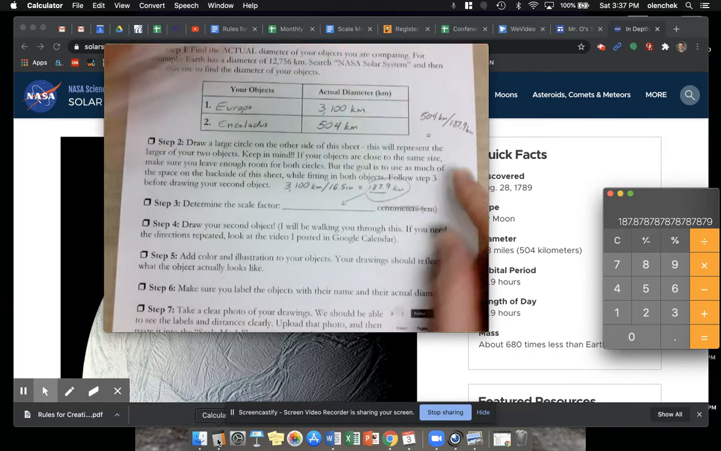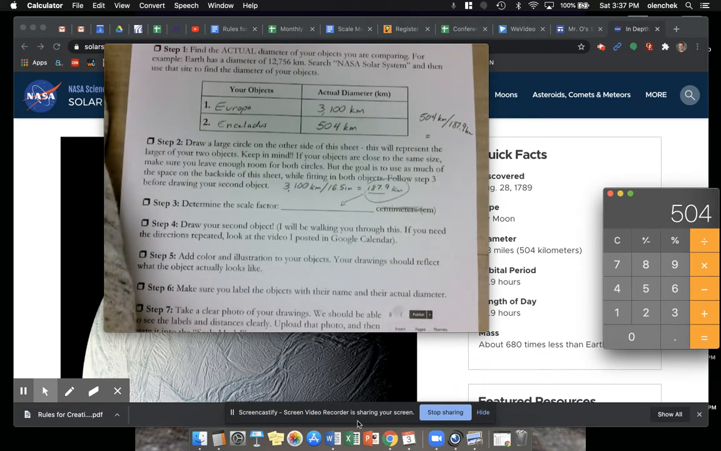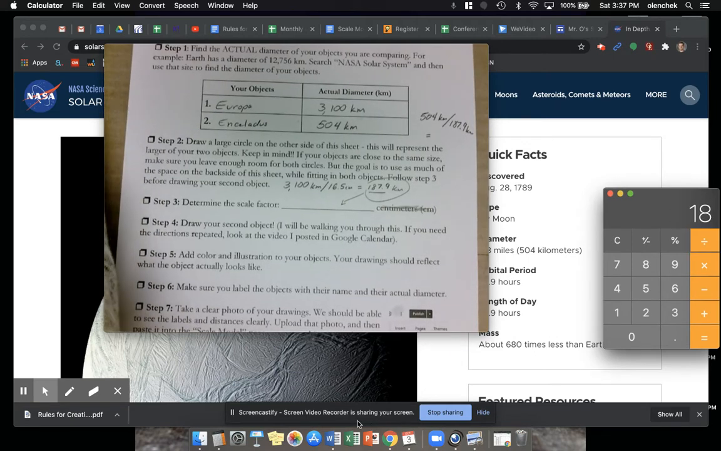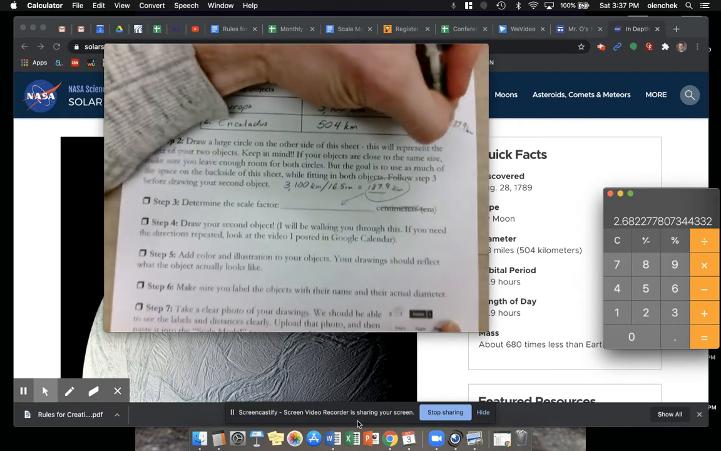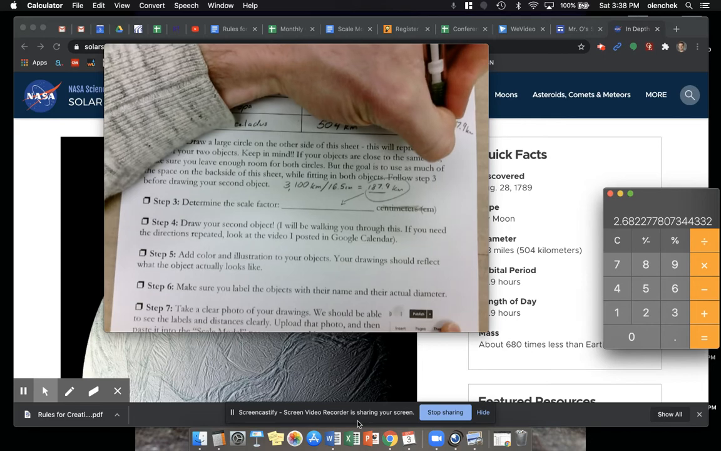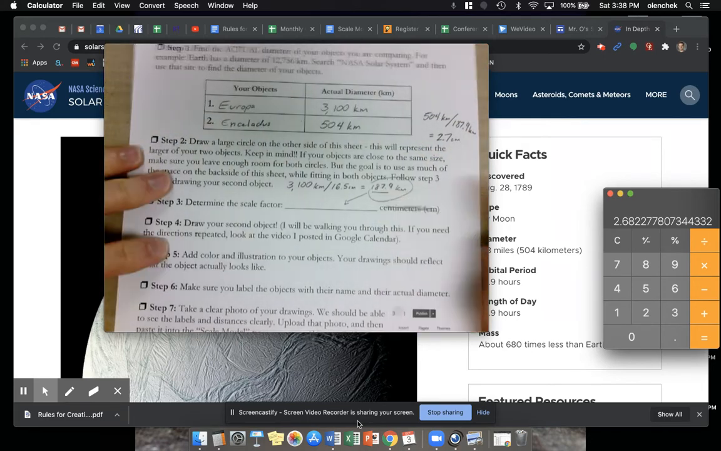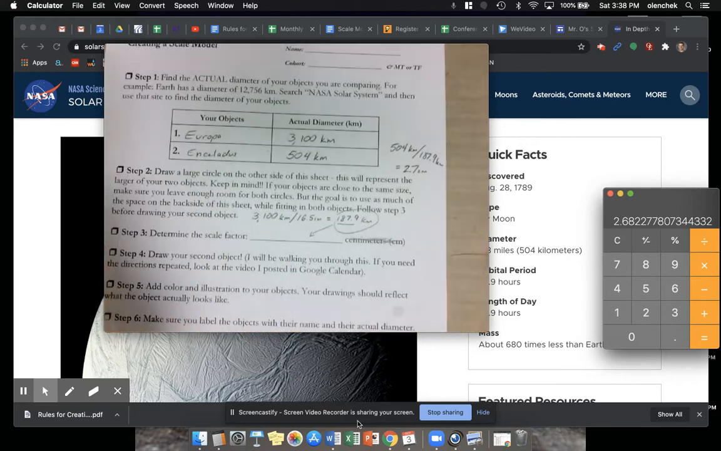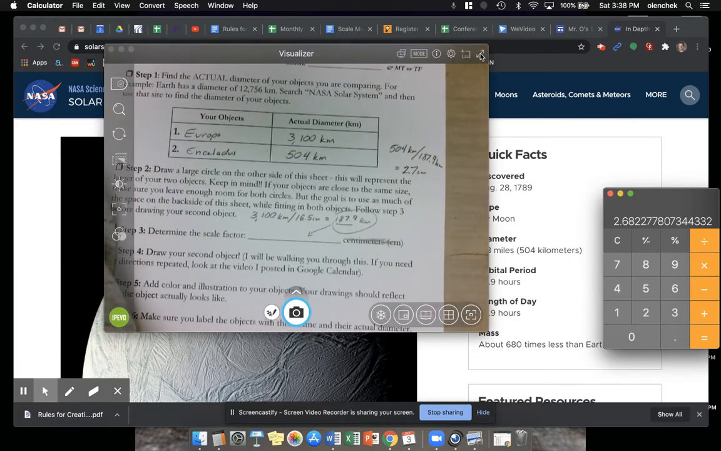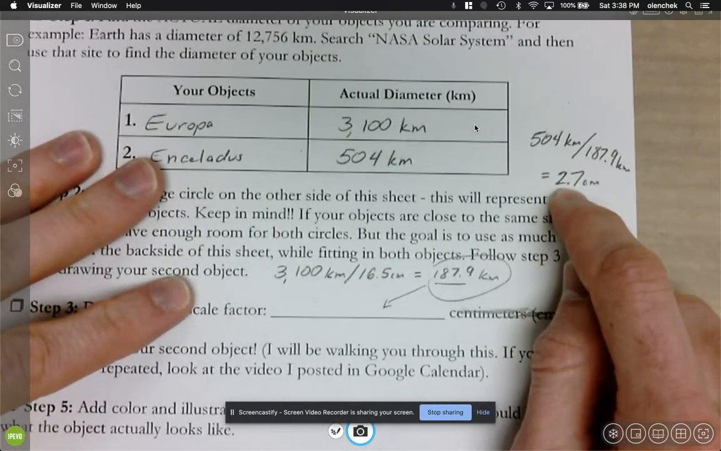Okay, and I'm just going to do the math. 504 divided by 187.9. So what I get, I'm going to again round to the tenth. I have 2.7, and this is going to be in centimeters. So my answer is going to give me the size of my second circle for Enceladus, which is 2.7.